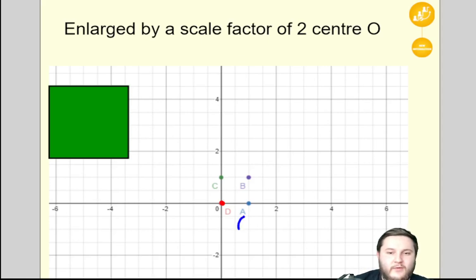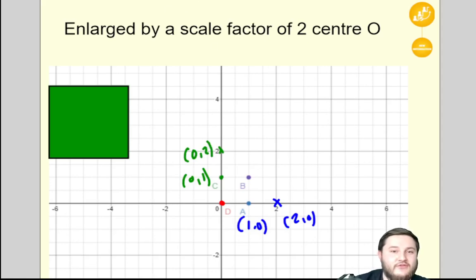A goes from being 1, 0 to now being 2, 0 because it gets 2 times further away. So it ends up here. C goes from being 0, 1 to being 0, 2. And B goes from being 1, 1 to now being 2, 2. Which is kind of easy. So basically all the coordinates have just got 2 times bigger, right?